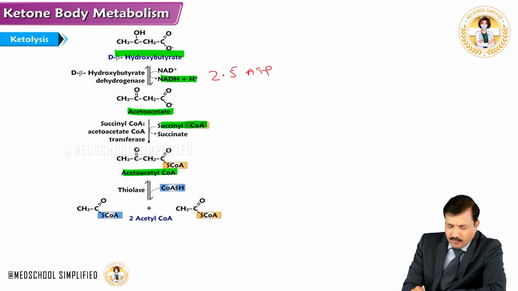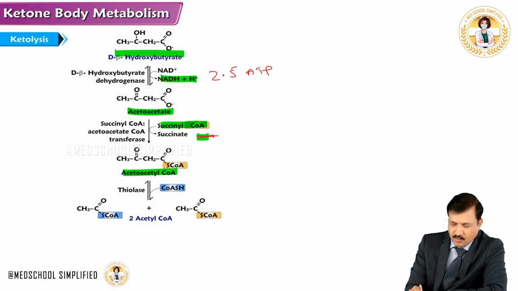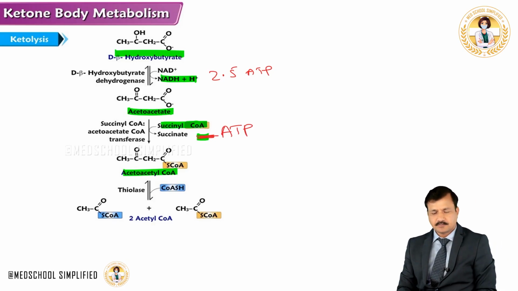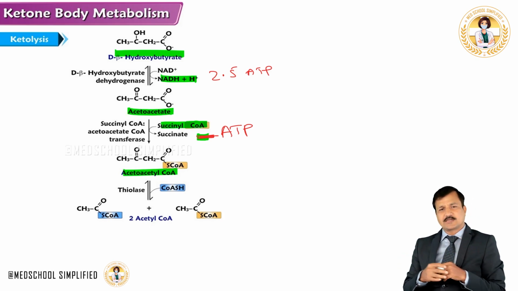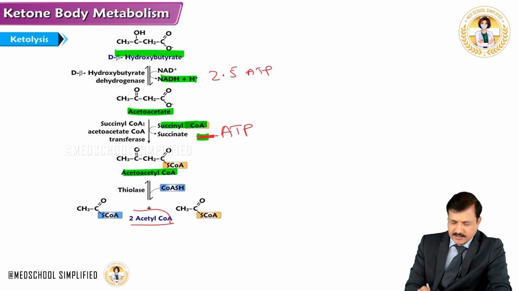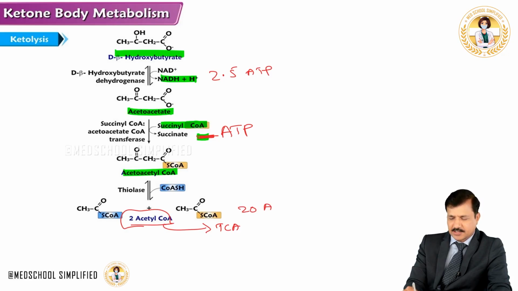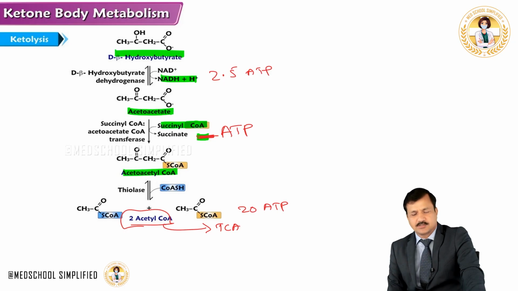So for that, what we will do is we just take out one GTP from here. So minus 1 ATP, I'll just write it as minus 1 ATP. Okay. Now, once you get activated acetoacetyl-CoA, it will undergo the thiolase reaction where CoA is added and it breaks into 2 acetyl-CoA molecules. And these 2 acetyl-CoA molecules go into the TCA cycle and will give 20 ATPs there, because 1 acetyl-CoA is worth 10 ATP, so 2 acetyl-CoA is 20 ATP.